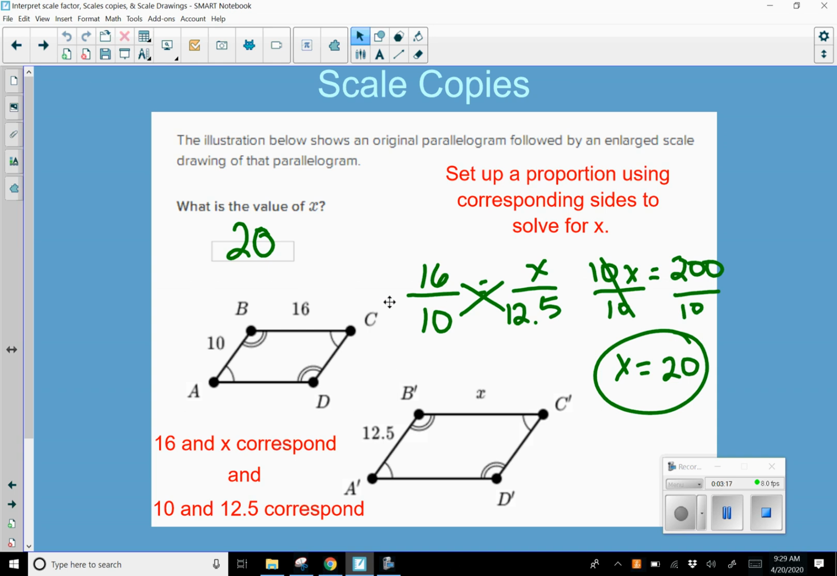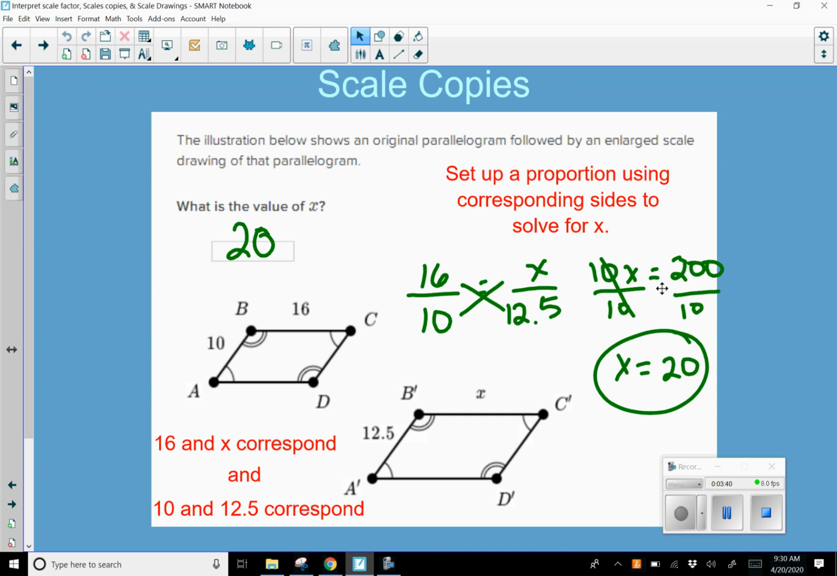So my first ratio, 16/10. I did the small figure to the large figure. And then in my second ratio, the side that corresponds with 16 is x. So that's going to go on top with the 16. And the side that corresponds with 10 is 12.5. So that's going to go on the bottom. And then you're just solving it like a proportion.